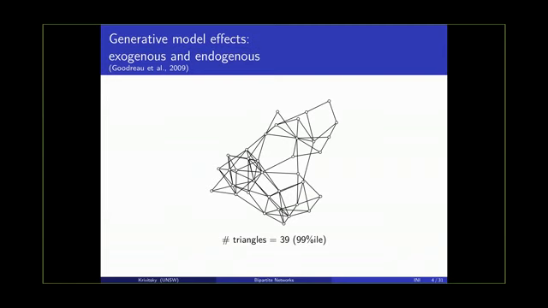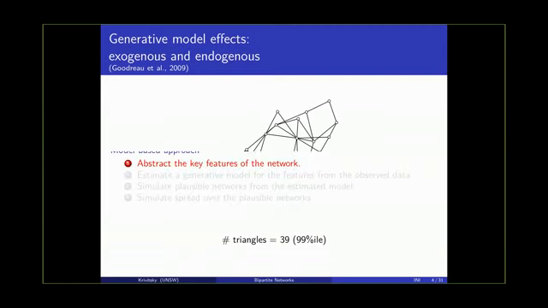So getting generative models can be challenging. In particular, one challenge is the exogenous versus endogenous effect. This network, one might say, has an excess of triangles. That is, friend of a friend is a friend. I won't get into details of how you can evaluate this, but relative to having no triangle effect, this network has a lot of triangles, like 99th percentile. But it turns out that it's not the endogenous friend-of-a-friend-is-a-friend effect.